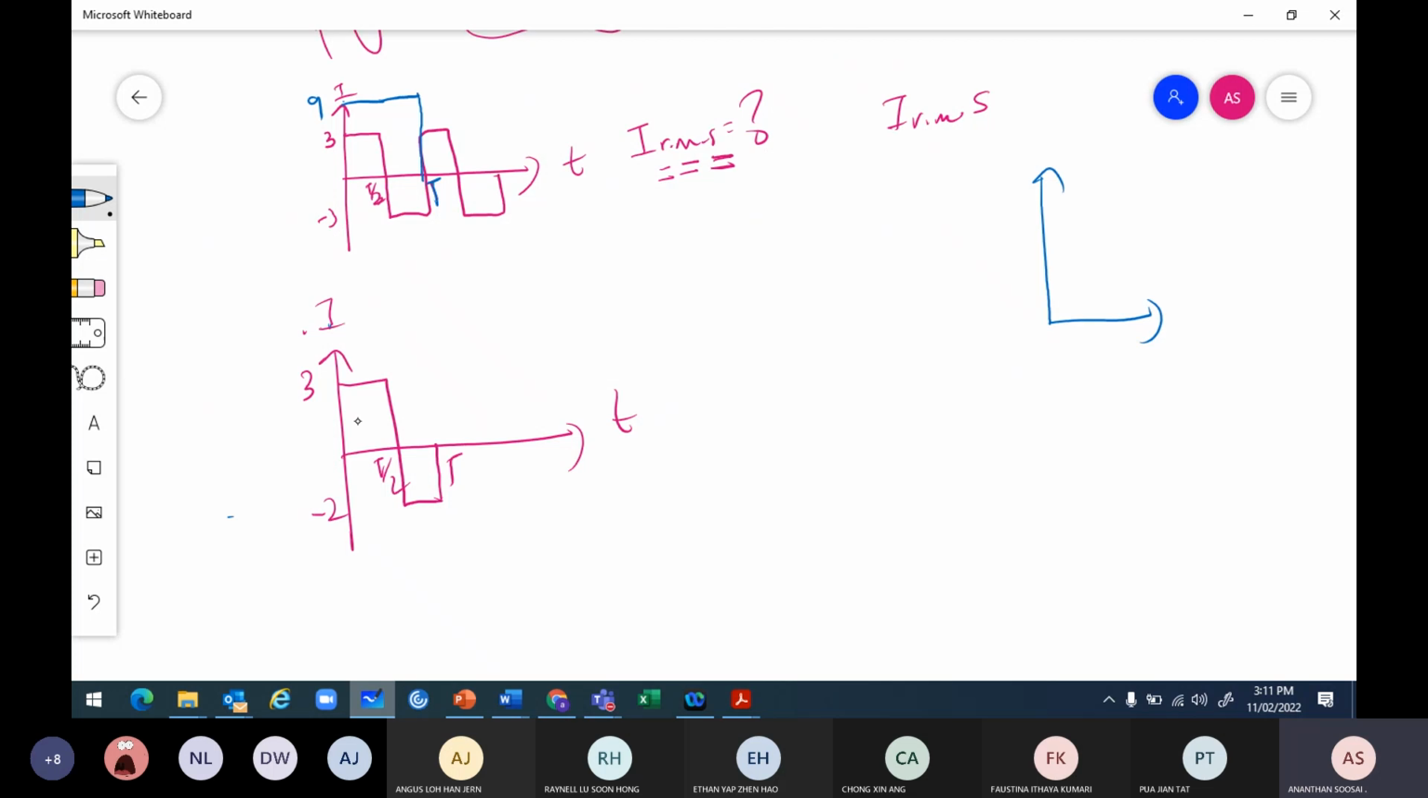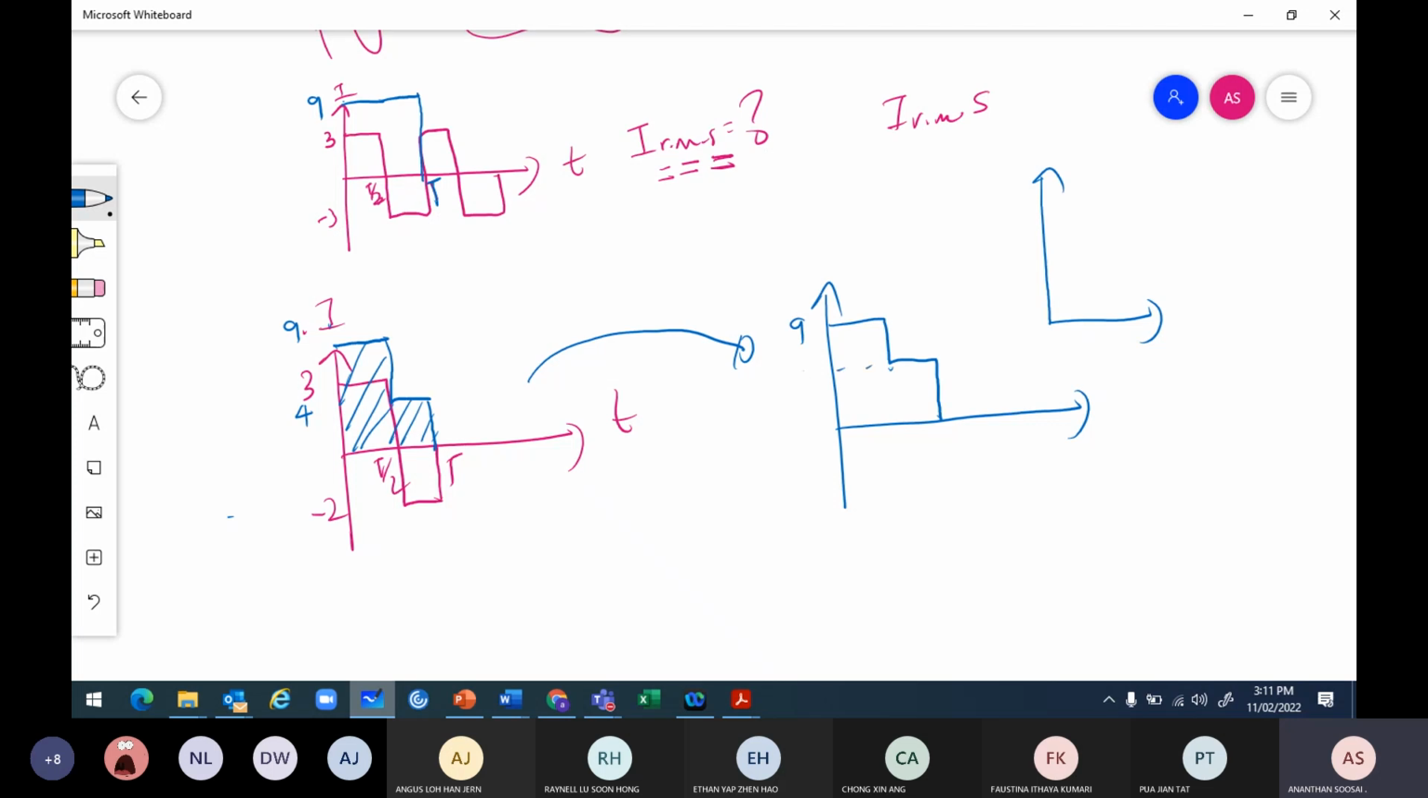Square the graph. You square the graph, 3 becomes 9, up to T over 2. Then the next half, the height is negative 2, and you square it, it becomes 4, right? Yes, correct. So we squared the graph. Let me draw this graph separately. When you square the graph it becomes like two rectangle boxes. One is 9, another one is 4.